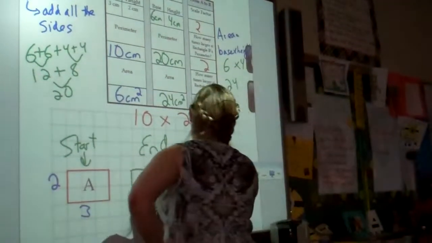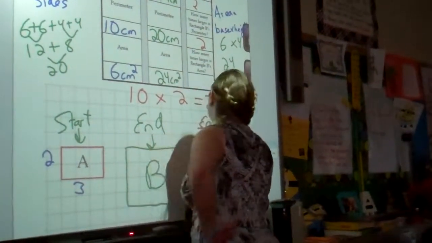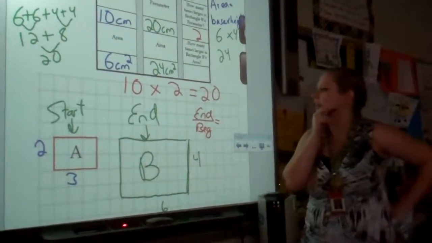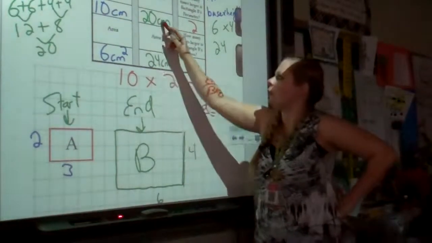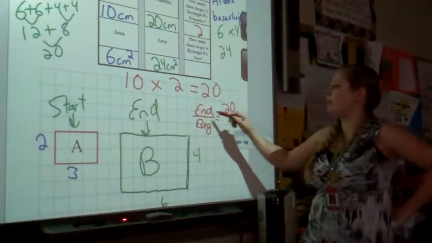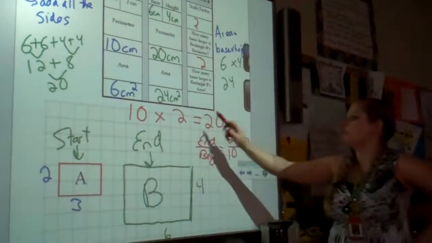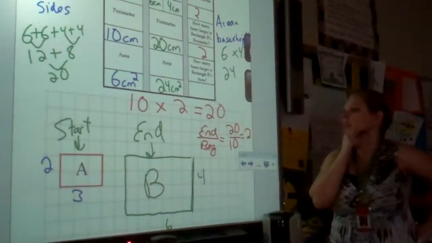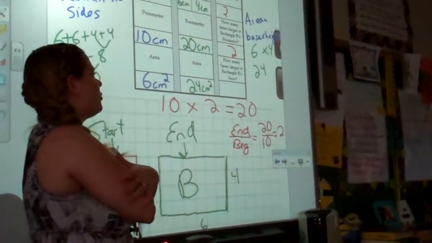But if I wasn't sure, I could do my end to my beginning. That's the formula for scale factor that we did yesterday. So I could write that down. And my end, I already know is my 20. And my beginning, I already know is my 10. And 20 divided by 10 is 2. So my multiplying by 2 definitely makes sense. Okay, so my perimeter is 2 times larger.